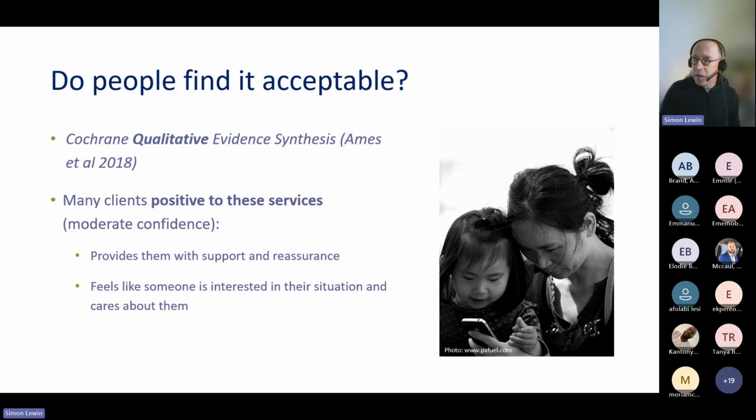So here is where we started to draw on the qualitative body of evidence. We undertook a qualitative evidence synthesis, which showed that many people were positive about these services. This was a moderate confidence finding. And the reason for this was that they felt that it provided them with support and reassurance in relation to their health issue, and it made them feel like someone was interested in their situation and cared about them.